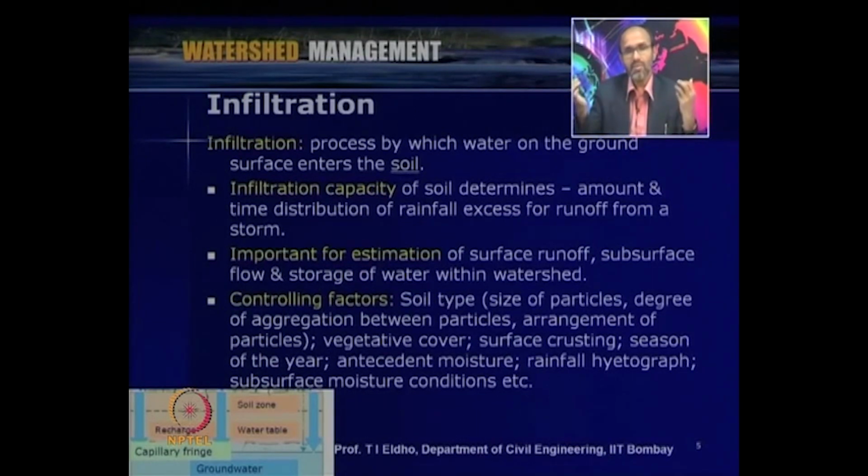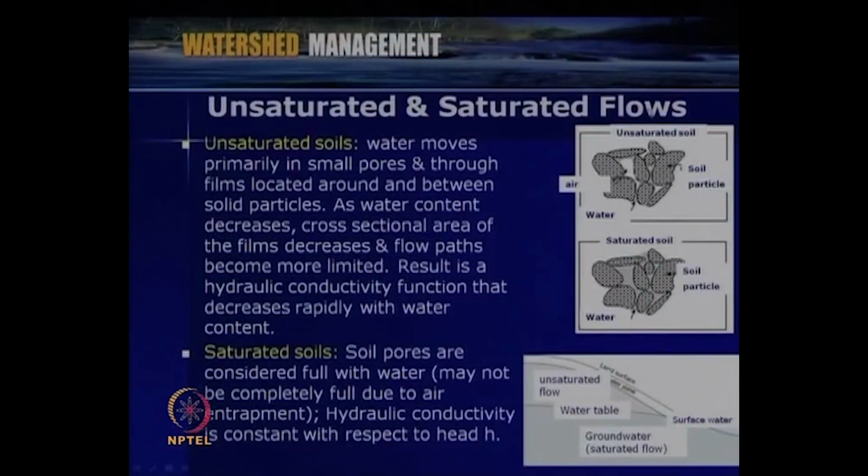Now we will further discuss groundwater within the context of subsurface water and groundwater flow. As we discussed in the previous slides, the water available within the soil we can classify into unsaturated and saturated. So, the flows within the soil can be unsaturated flow or saturated flow. Once the water is infiltrated down, we can classify unsaturated soil and saturated soil. Unsaturated soil means the water moves primarily in small pores and through films located around and between solid particles. As water content decreases, the cross-sectional area of the films decreases and flow paths become more limited. This results in a hydraulic conductivity function that decreases rapidly with the water content.